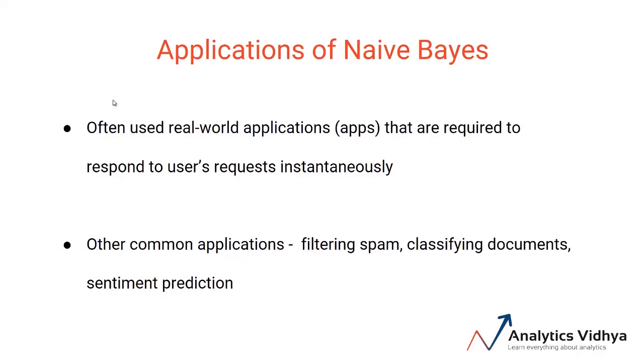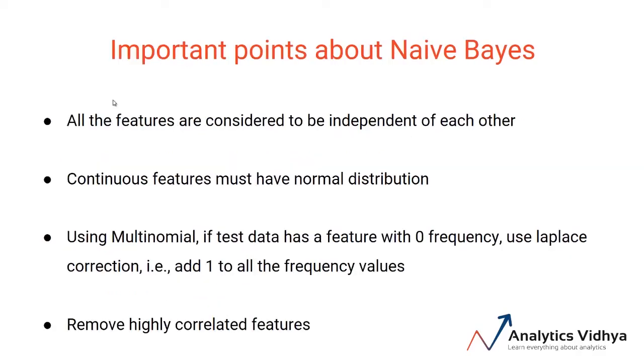Now, there are some important points that you should keep in mind when you implement the Naive Bayes algorithm. First of all, Naive Bayes assumes that all the features are unrelated and the features are independent of each other. So, this algorithm would not calculate the interaction amongst the features, and that might be a drawback. Another important thing is when you use Gaussian Naive Bayes, the algorithm assumes that all the continuous features have a normal distribution.